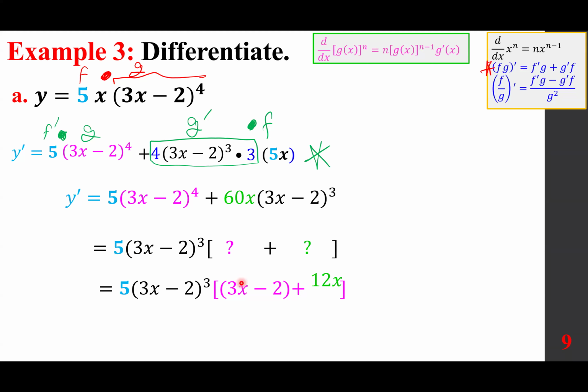So this is not changing, but these two add up to 15x, and the final answer is y prime equals 5 times 3x minus 2 cubed times 15x minus 2. That would be the final answer, everybody.